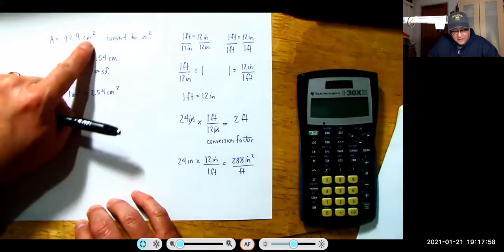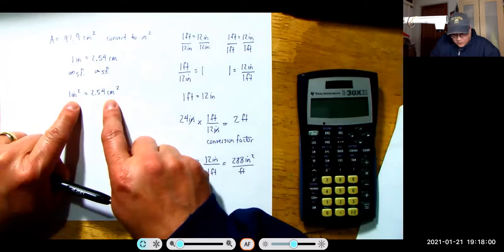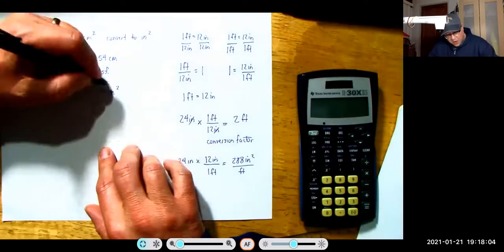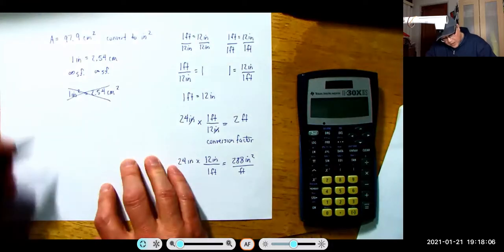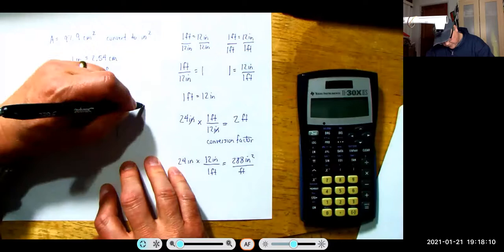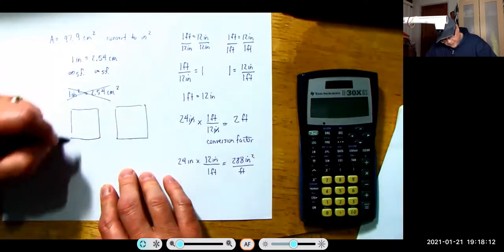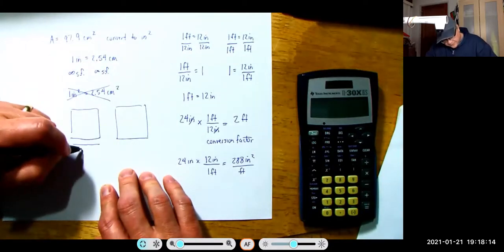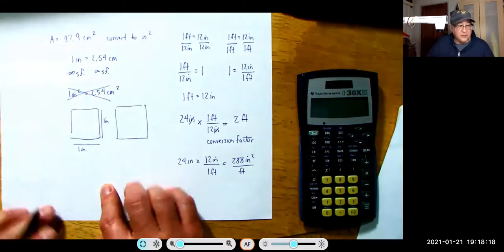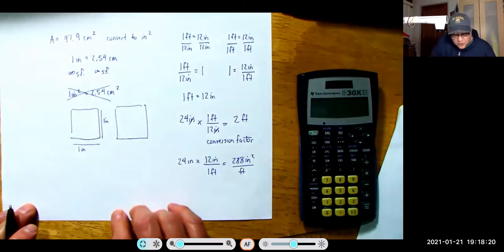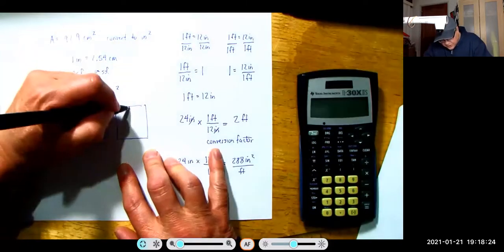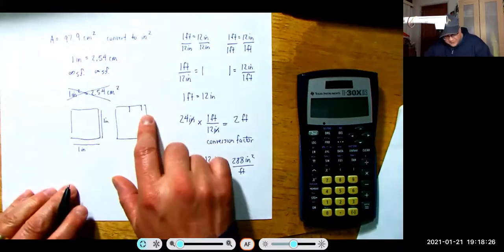Since that's squared, I decided I'm going to square the inches and I'm going to square the centimeters, and I'm going to use this instead. This is wrong. And let me show you why. So this is 1 inch and this is 1 inch. Okay. We know there's 2.54 centimeters in an inch. So here's 2.54 centimeters.